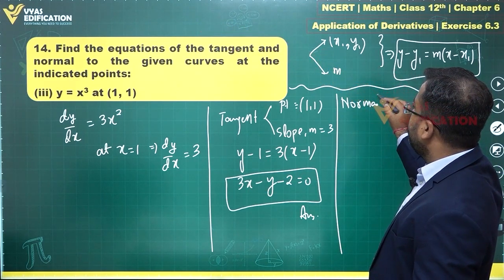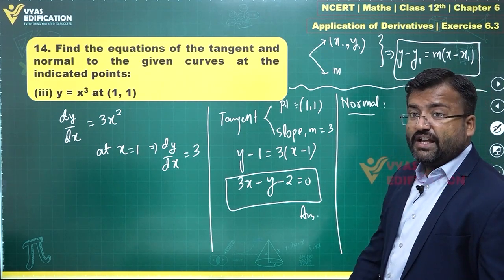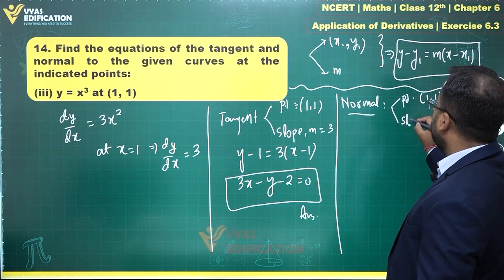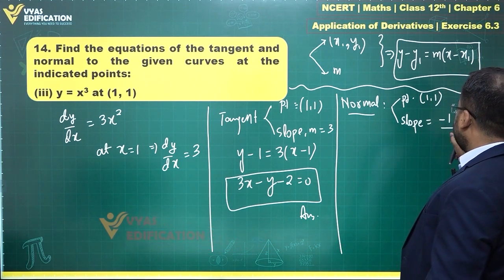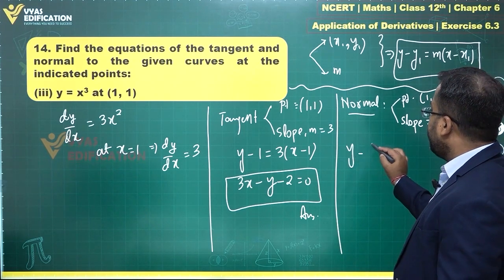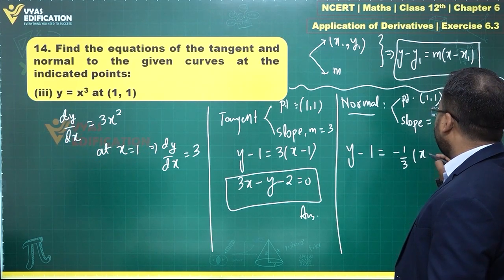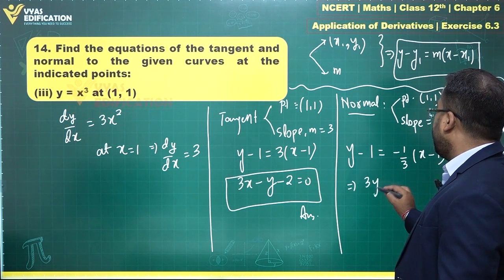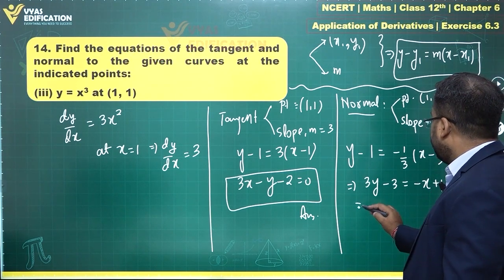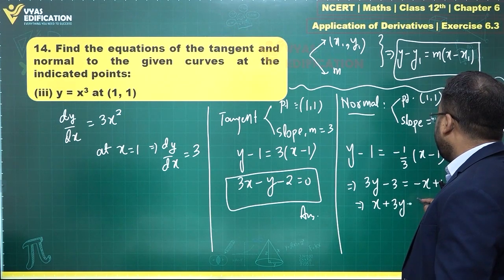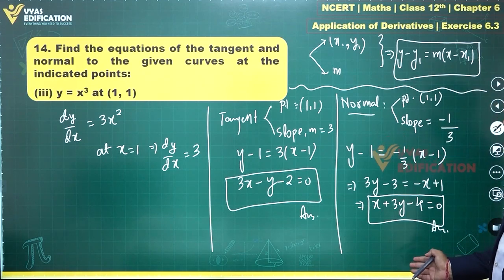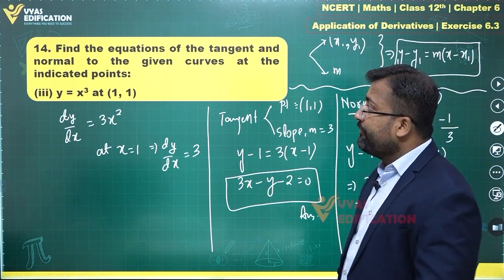For normal, the slope will be the negative reciprocal of the slope of tangent, right? Point is same, 1, 1. Slope is negative reciprocal. Slope is known. Y minus 1 is equal to minus 1 upon 3 times x minus 1 is what I get. This becomes 3y minus 3 is equal to minus x plus 1. Is that okay? Yes. This further becomes x plus 3y minus 4 is equal to 0. This is the equation of normal, as you can see over here. That's part third for you.